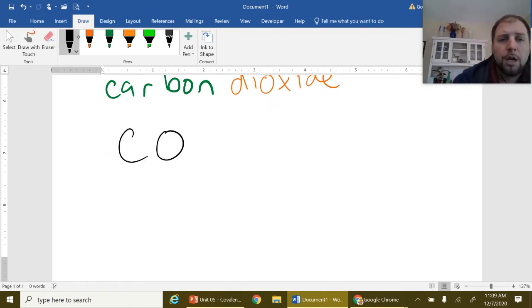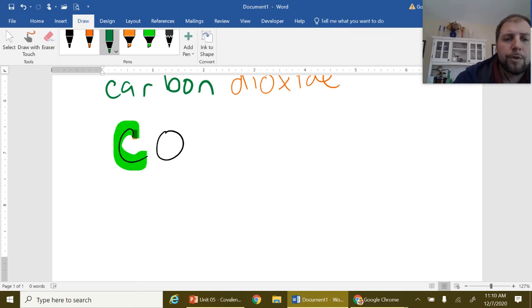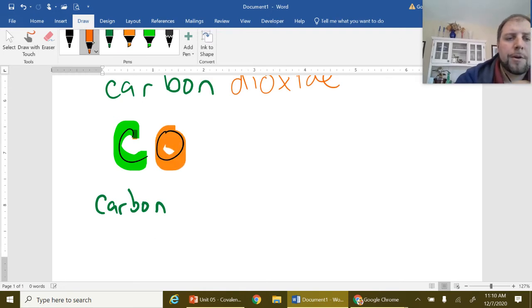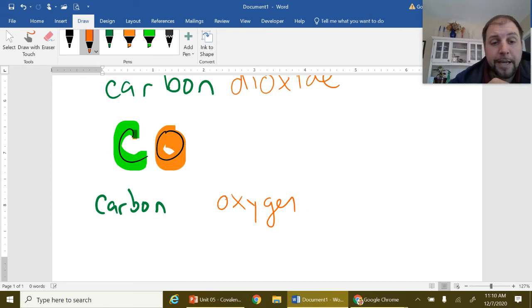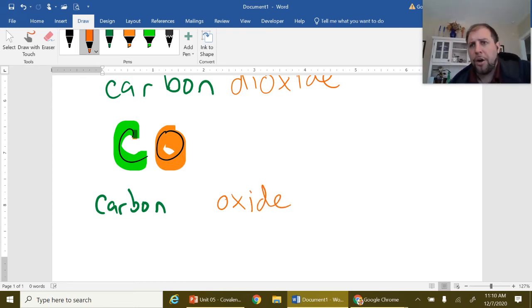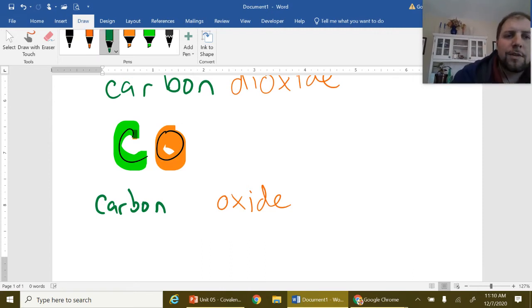So there's CO. Well, the first element here is carbon, so we would write carbon. The second atom here is oxygen. But for the second one, we change its ending to ide, so it's oxide. Carbon would become carbide, nitrogen would become nitride, fluorine would become fluoride, chlorine is chloride, and so forth. You change the ending. Selenium is selenide.